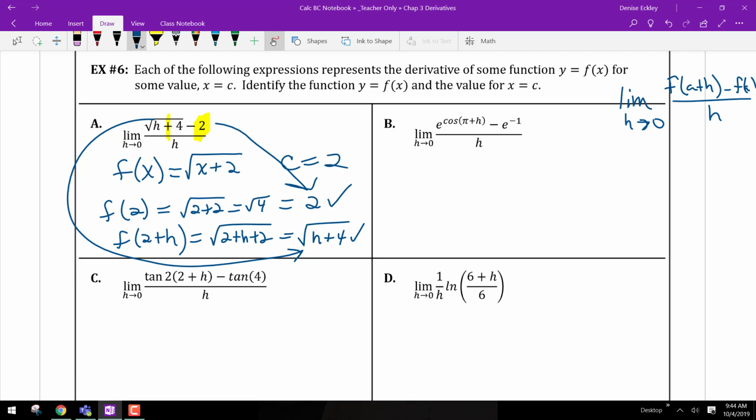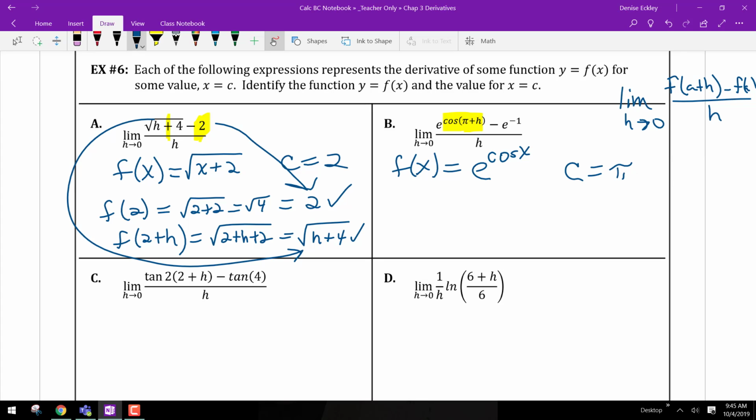So for this one, letter B, we obviously are going to have e to the cosine of something. And it looks like it's probably e to the cosine of x, because then we have pi plus h up there, which would be our a plus h. So our function is going to be f of x equals e to the cosine of x, and that would make our c equal to pi.